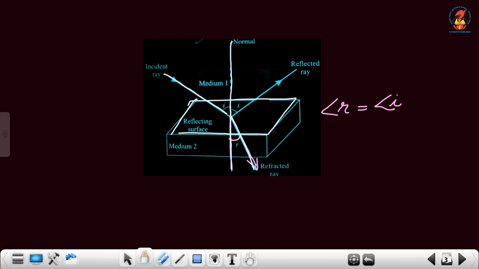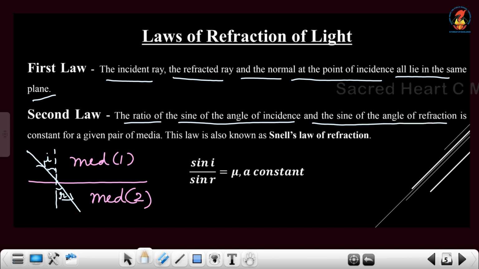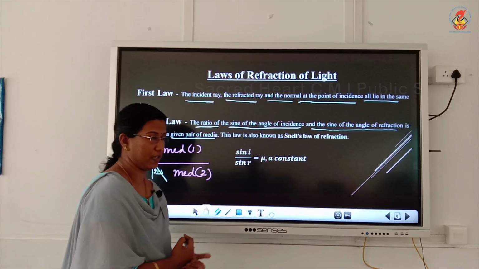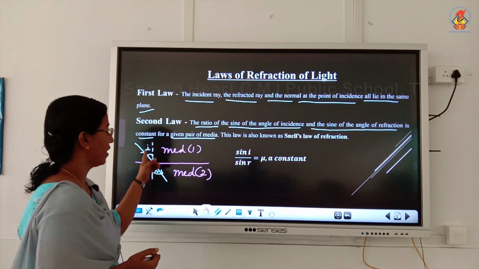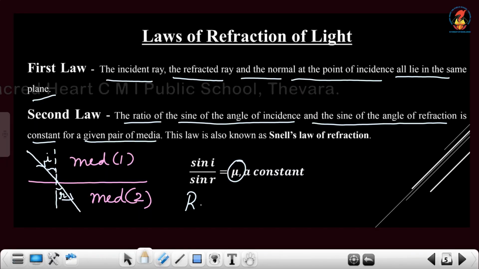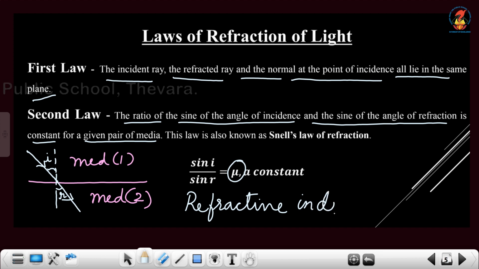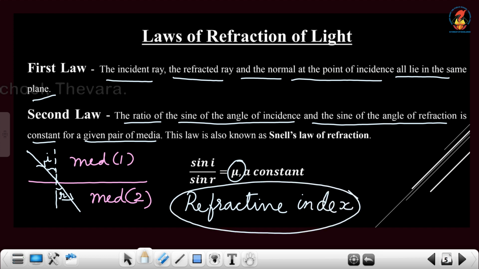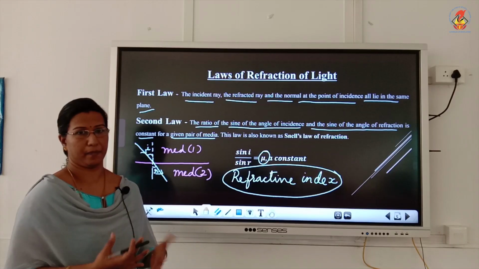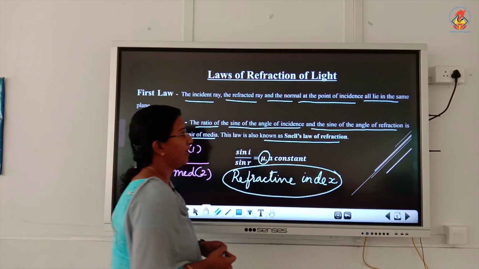And the second law: the ratio of the sine of the angle of incidence to the sine of the angle of refraction for a given pair of media is a constant, and that constant is known by the name refractive index. The value of the refractive index will be constant for each pair of media, medium 1 and medium 2. This law is also known by the name Snell's law of refraction.